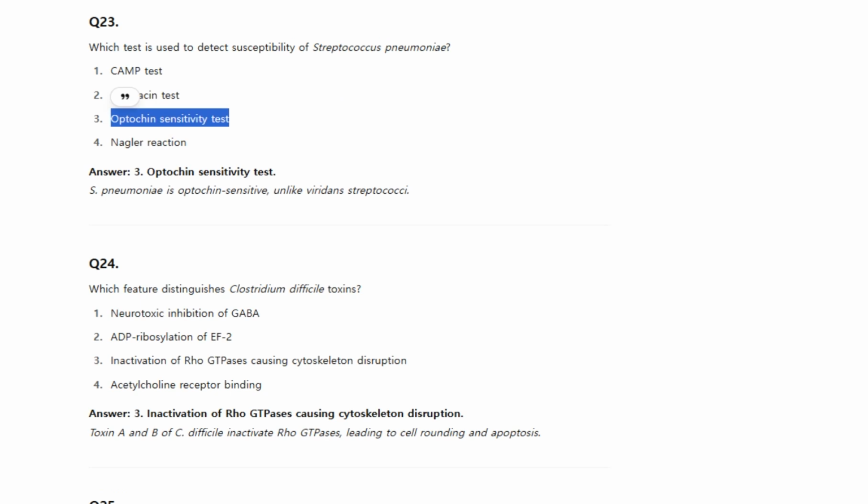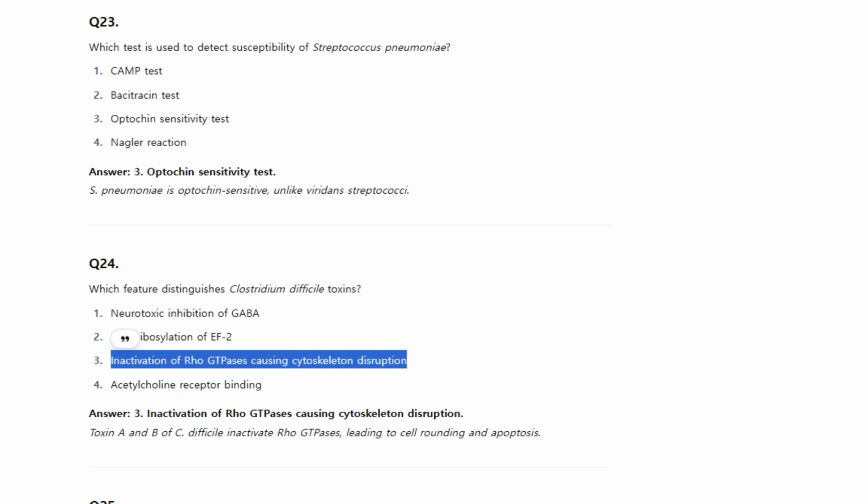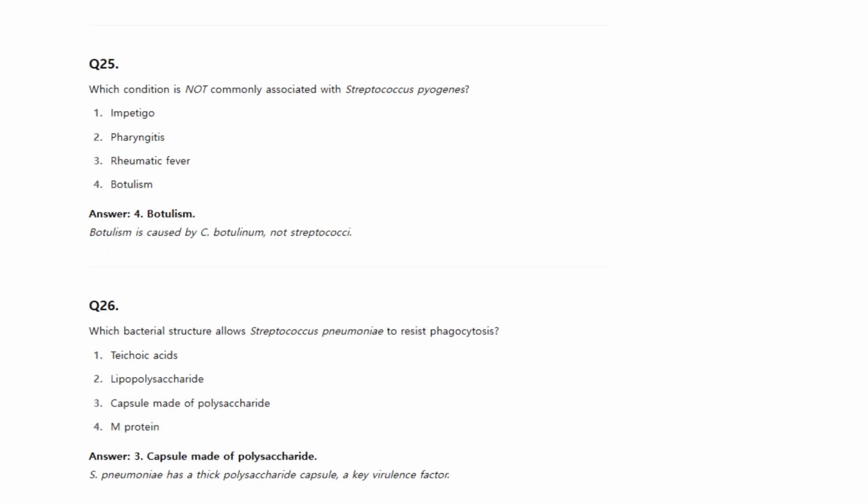Q24. Which feature distinguishes Clostridium difficile toxins? 1. Neurotoxic inhibition of GABA. 2. ADP ribosylation of EF2. 3. Inactivation of Rho GTPases causing cytoskeleton disruption. 4. Acetylcholine receptor binding. Answer 3. Inactivation of Rho GTPases causing cytoskeleton disruption. Toxin A and B of C. difficile inactivate Rho GTPases, leading to cell rounding and apoptosis.